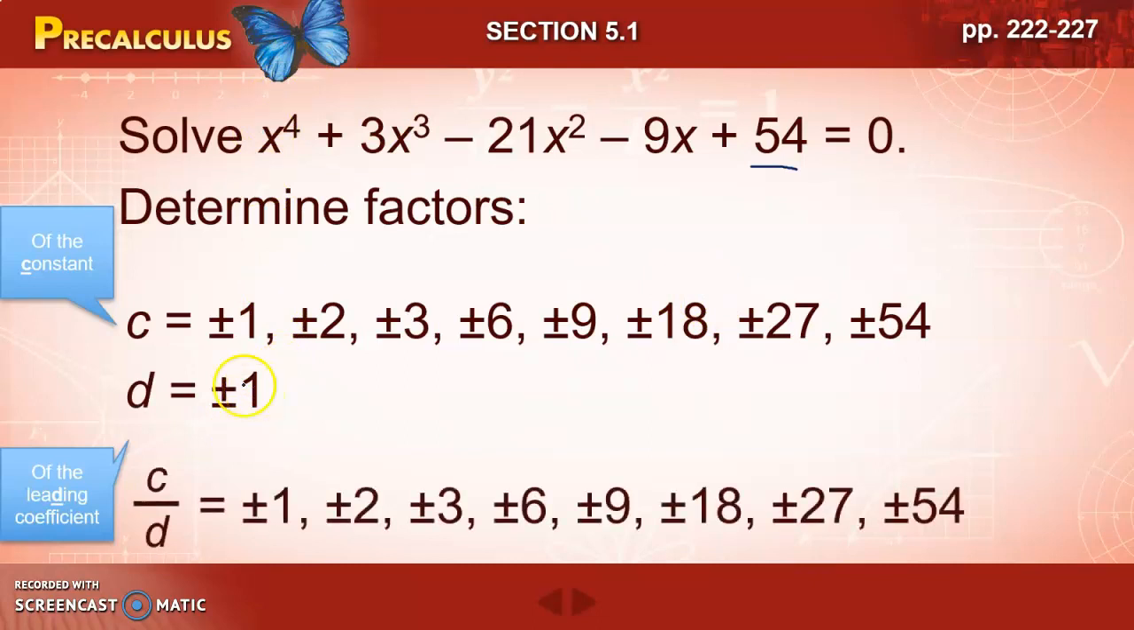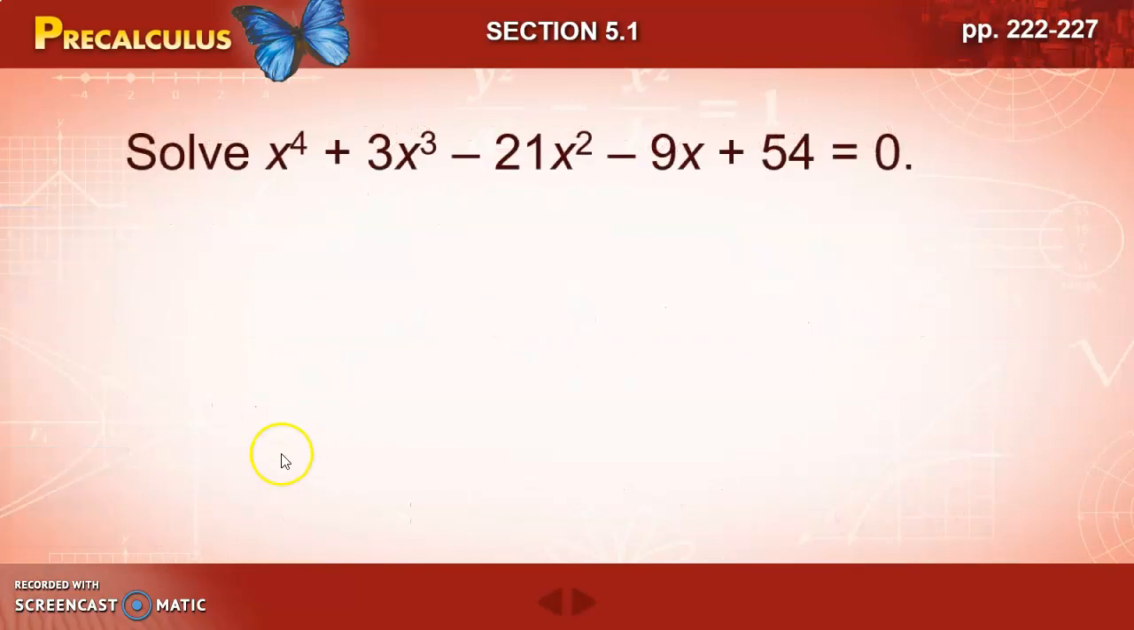And then we're going to write all of our possible roots: 1 over 1, 2 over 1, 3 over 1, 6 over 1, 9 over 1, 18 over 1, 27 over 1, 54 over 1. So we now have our whole set of keys here. We're now going to start by testing our keys until we find one that gives us a 0. And I typically start with a positive 1. It makes sense just to start from the beginning.